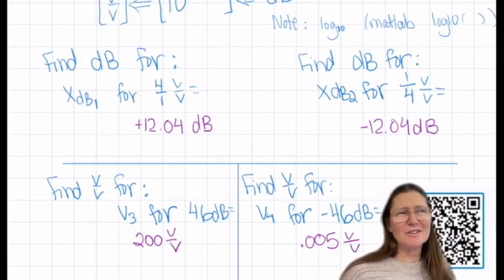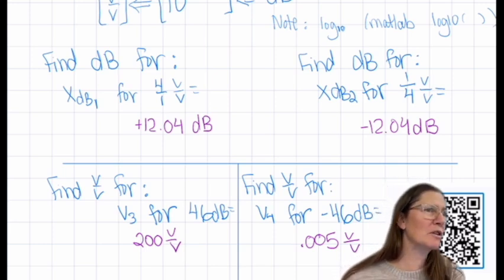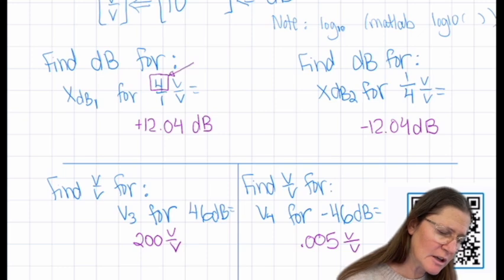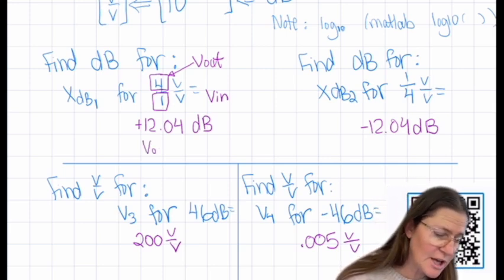Okay, so you're going to have to practice this again on the homework, so make sure you're able to convert back and forth. One thing I want you to take away from this is, what does this 4 mean here? Yeah. Thank you, V out. And what does the 1 mean? So what does it mean to have a positive dB number? Is V out in comparison to V in what? Bigger. Correct. So V out is bigger than V in.